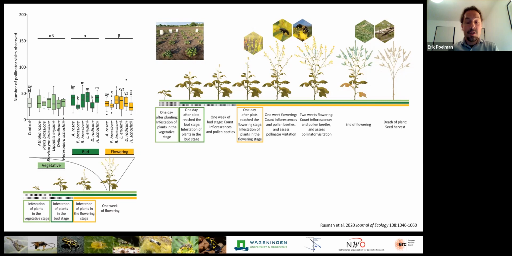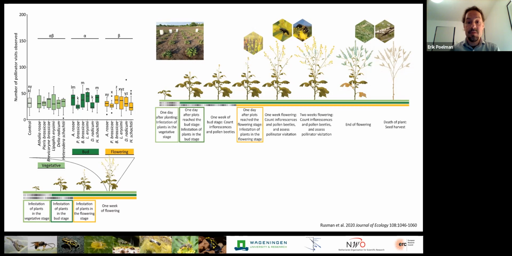Well, interesting work that Quint Russman did in my team was to identify if you are placing herbivores at different moments on a Brassica nigra plant during its vegetative early life stage, or during the stage when it was going to make its first flowers, or when it was already fully flowering, how strongly will it then affect the interaction with pollinators and with seed set?